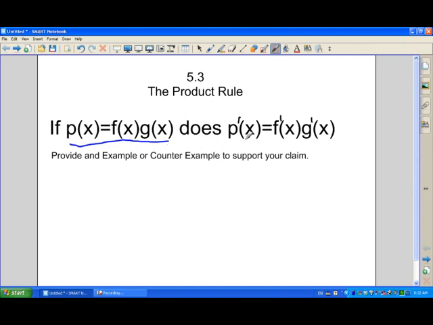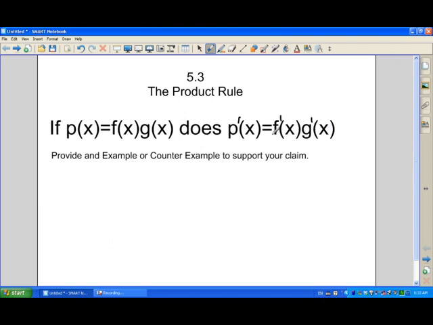We want to find out if the derivative of p of x is simply equal to the derivative of the first function times the derivative of the second function. The way I'm asking us to do that is to either provide an example or a counterexample to support what you think. So decide right now if you think this is true. If p of x equals f of x times g of x, does the derivative of p of x equal the derivative of f of x times the derivative of g of x?